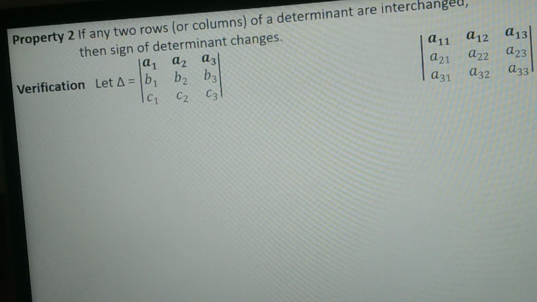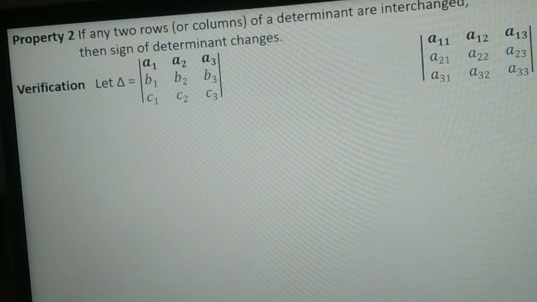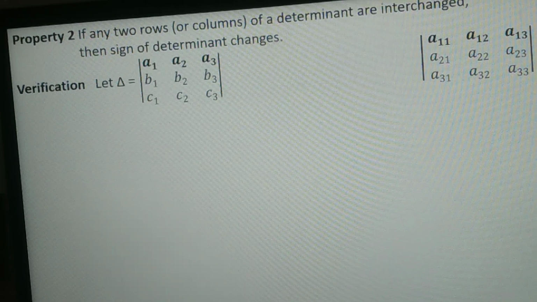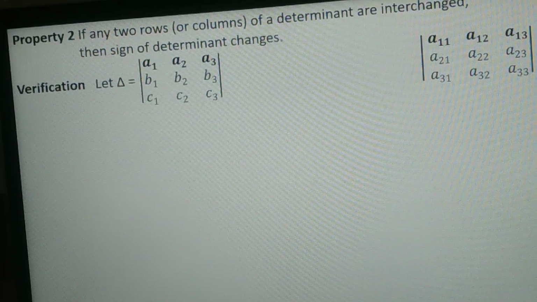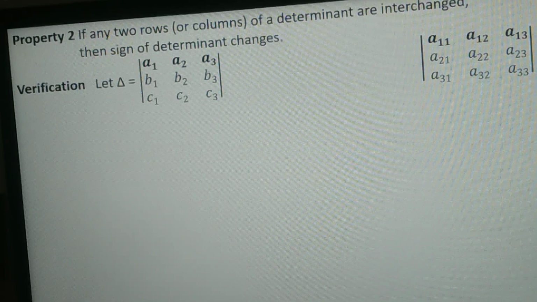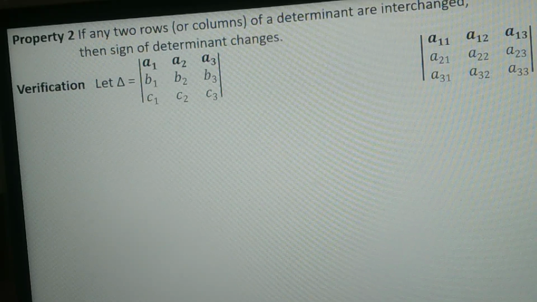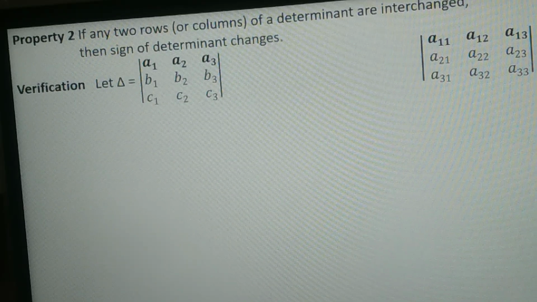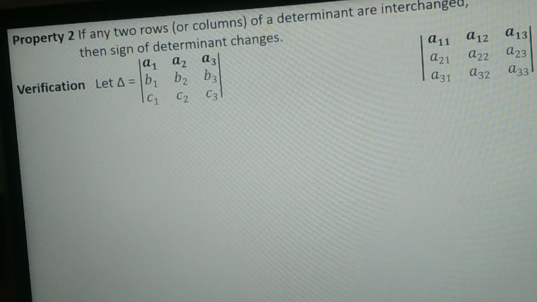Property number 2. If any two rows or columns of a determinant are interchanged, then the sign of the determinant changes. Property 2 states that if any two rows or columns of a determinant are interchanged, then the sign of the determinant changes.